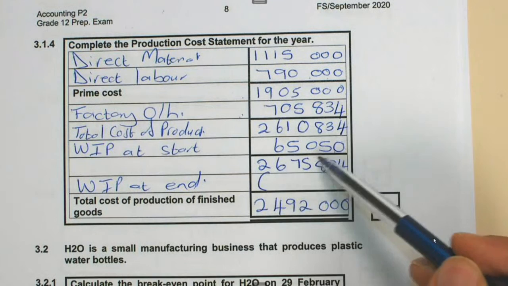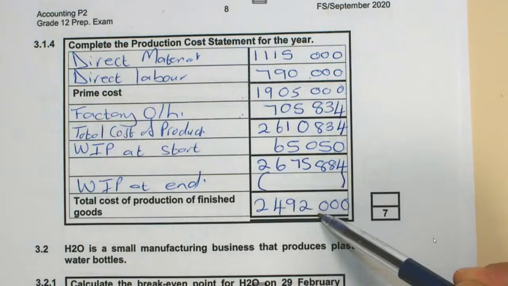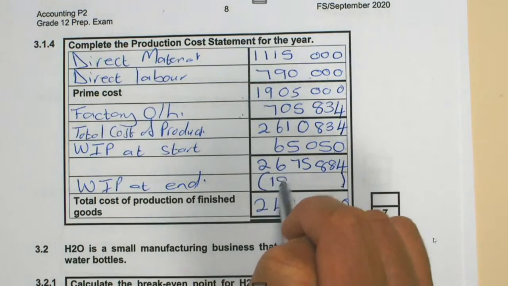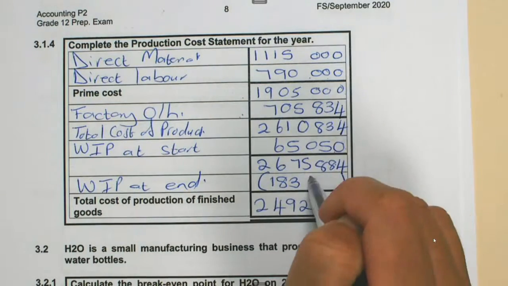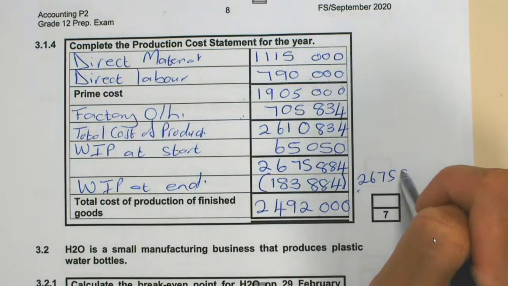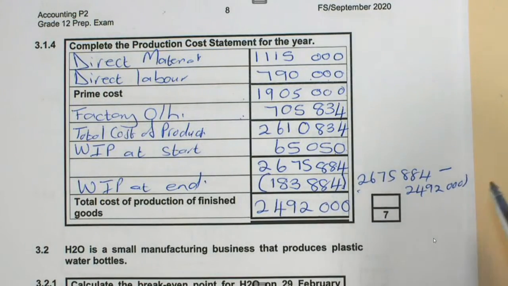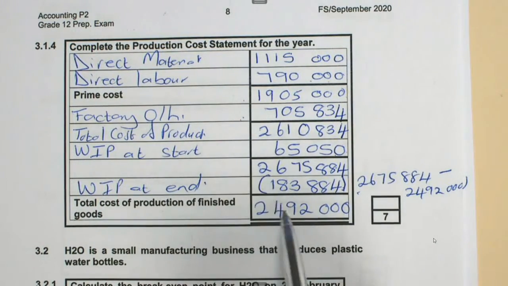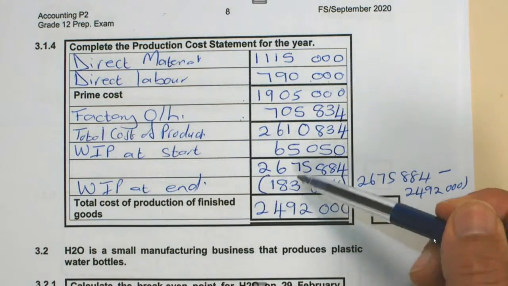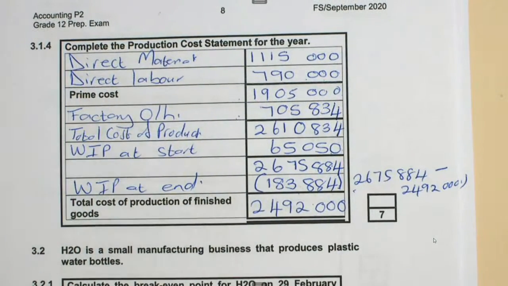So I'm going to say 2,675,000 minus 2,492,000 and it will give me 183,884. So how did I get this one? 2,675,884 minus 249,200. Okay. And that will give me 183,884. And if you then take this one there, or this one 2 million minus this one, then it must give you that answer of 2,492,000. And that is the end of that question, right?